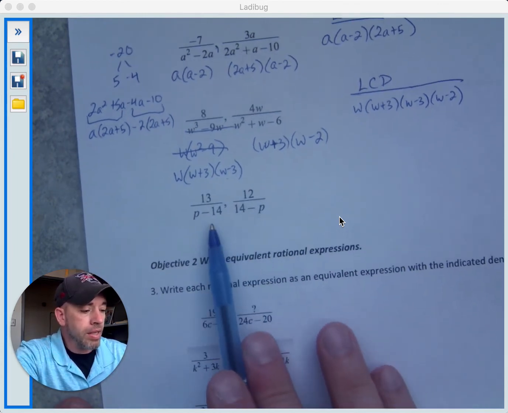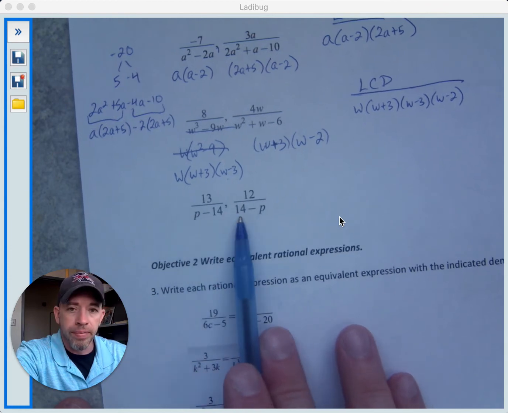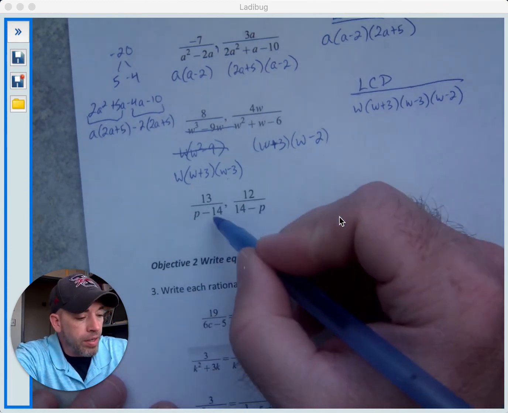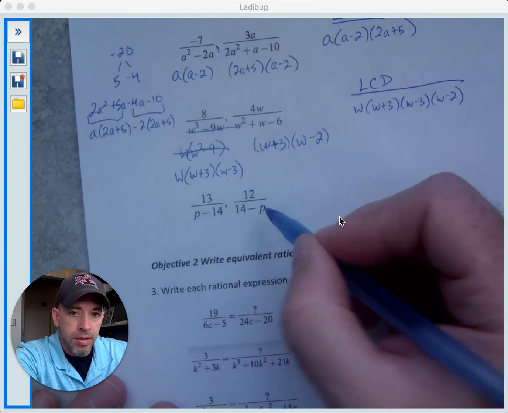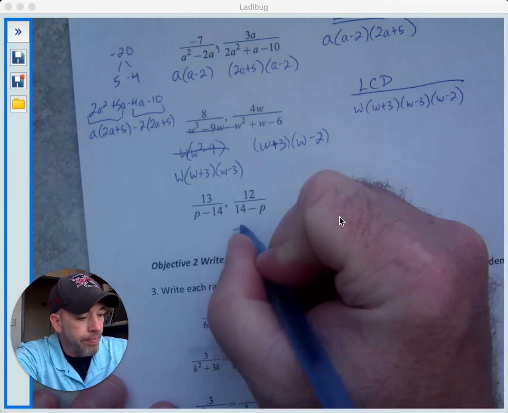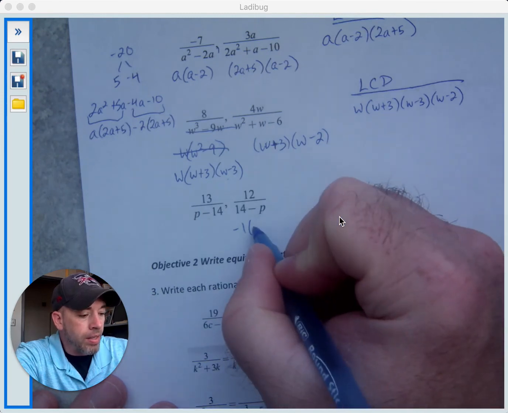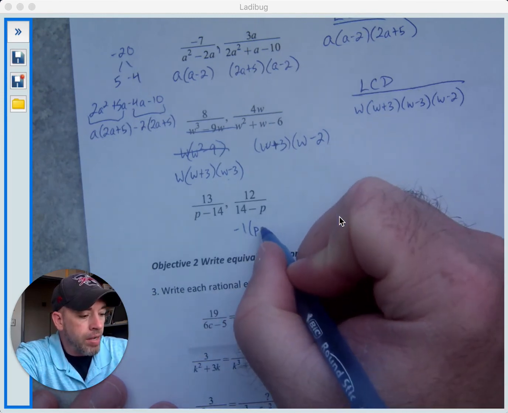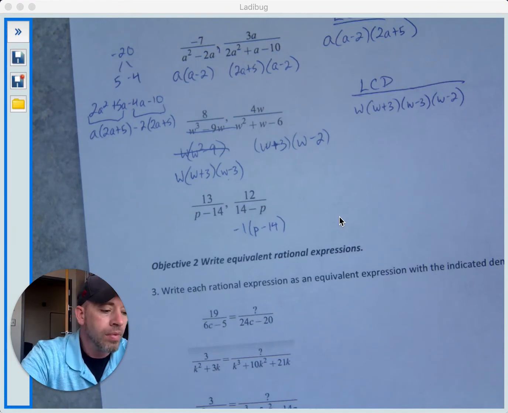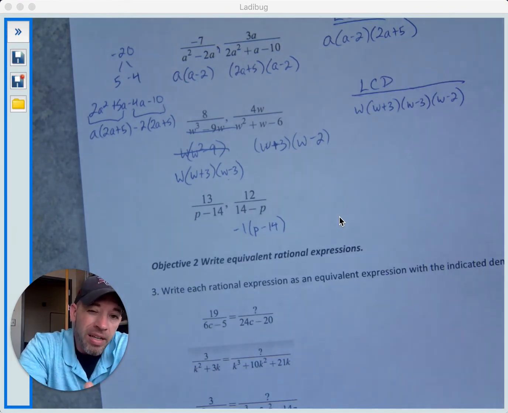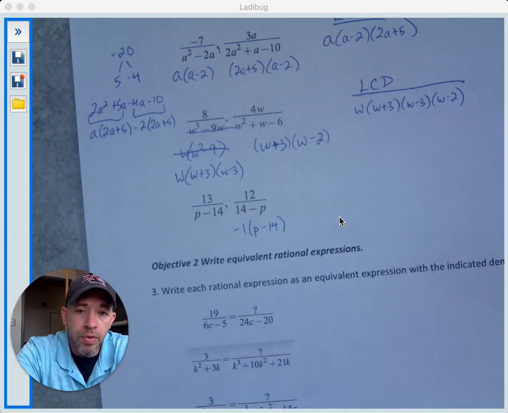Now we look at this guy, right? Those look weird. Well, if you remember, if we have something like this, we could factor a negative 1 out, right? And this would become p minus 14, right? It would be negative 14 plus p, which is p minus 14.